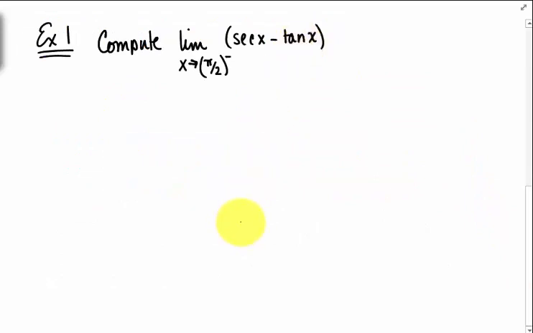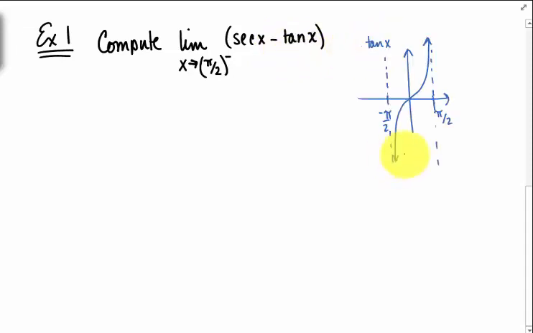Alright, the first example we're going to look at is the limit as x approaches pi over 2 from the left of secant x minus tangent of x. And it helps if you remember the graphs of secant and tangent. So let's take a quick look and recall the graph of tangent of x and also the graph of secant of x.